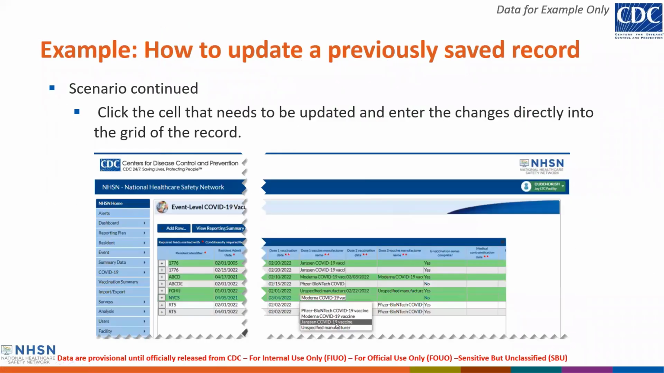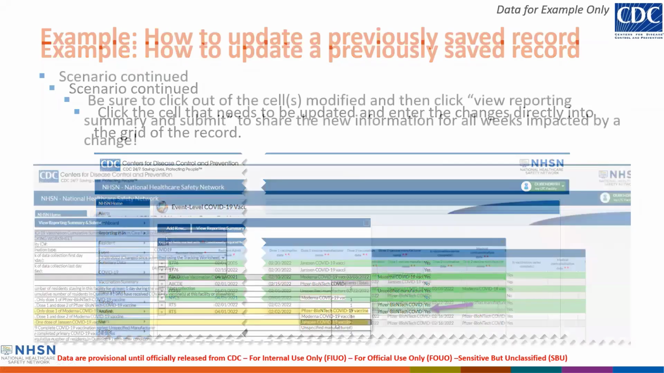So what I'm going to do is go back to the event level form and just click the cell that needs to be updated. In this case, it's that resident ID NYCS, and it's their dose 1 vaccine manufacturer name. So I'm going to move it to selected Janssen instead of Moderna, and then click outside of that cell and click View Reporting Summary and Submit to upload those data.